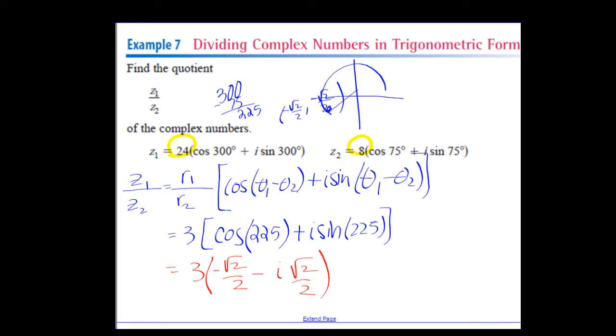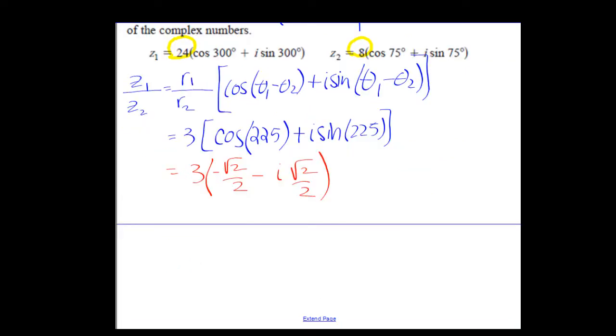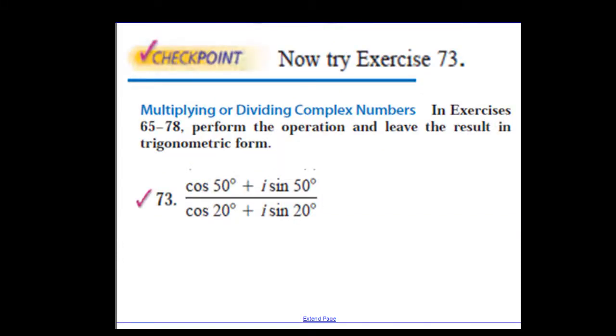And the only thing that we have left to do is to distribute this 3, or 3 over 1, to both of these terms. So we've got negative 3 root 2 over 2 minus 3 root 2 over 2, and the i goes in back. That's your answer. All right, go ahead and try exercise 73 in your notes.